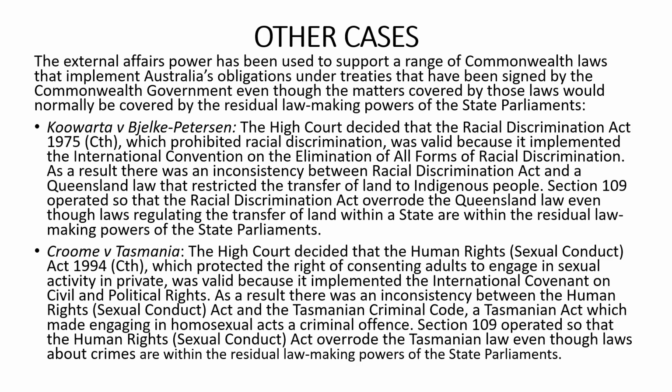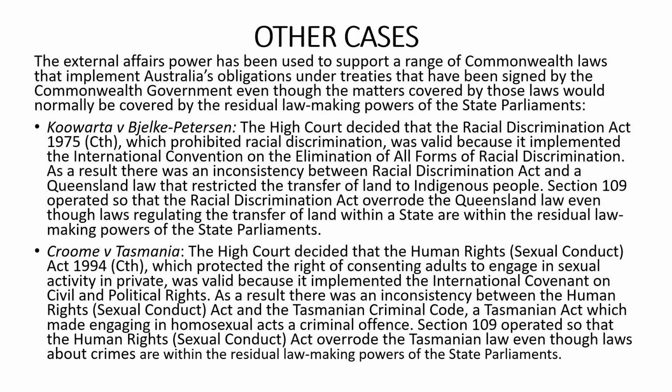In Koowarta and Bjelke-Petersen, the High Court decided that the Commonwealth Racial Discrimination Act 1975, which prohibited racial discrimination, was valid because it implemented the International Convention on the Elimination of All Forms of Racial Discrimination. That is, by implementing an international treaty, the Commonwealth Act was a law about an external affair, and so it was a law made by the Commonwealth Parliament in the exercise of its power to make laws about external affairs under Section 51(29) of the Constitution.